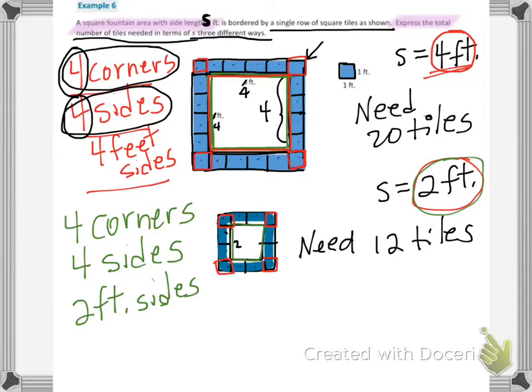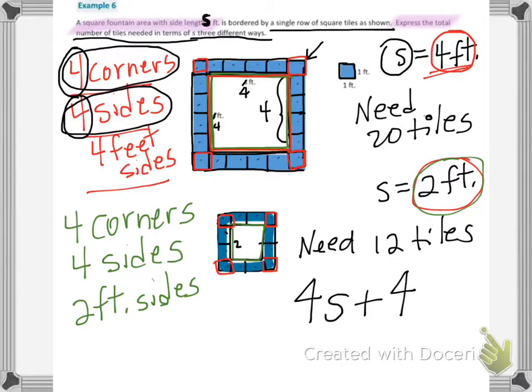So if we started our expression, we could say 4, and then we have sides for s, plus 4 corners, okay?